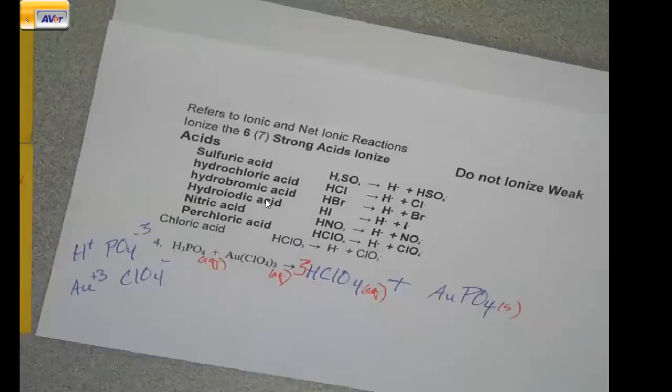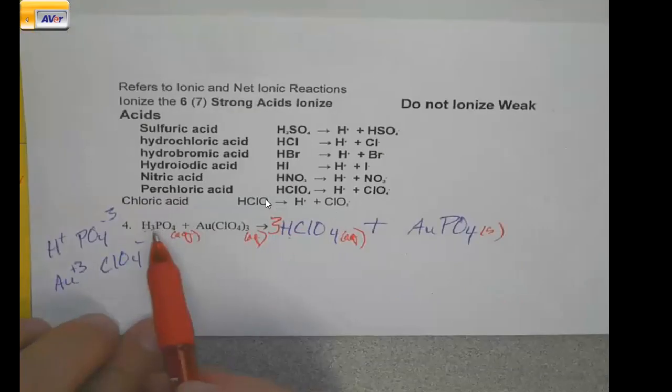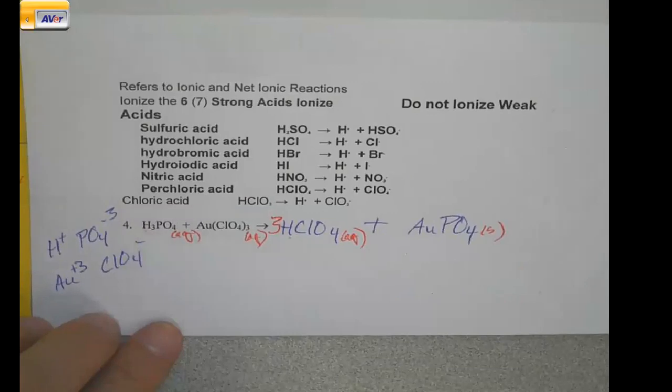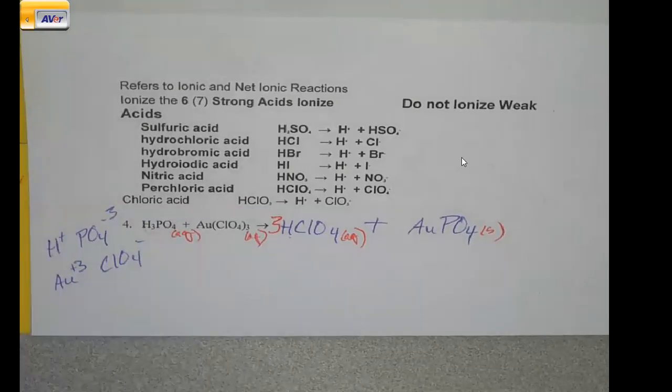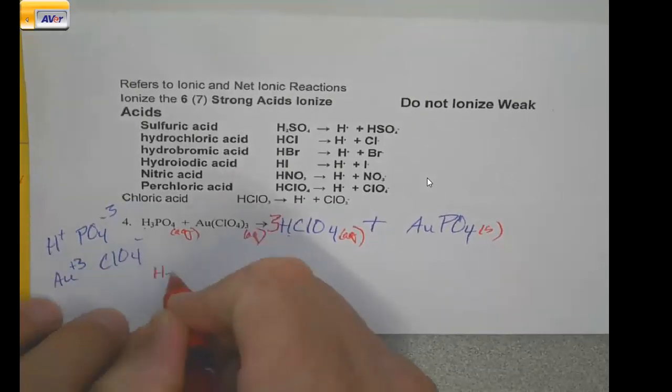Okay, let's have the ions now. Is this a strong acid or a weak acid, the H3PO4? Do you know how to tell? If it's up on top, it's strong. Is it up on top? No. So is it strong? Weak. So we're not going to break that up. We're going to leave it as H3PO4.